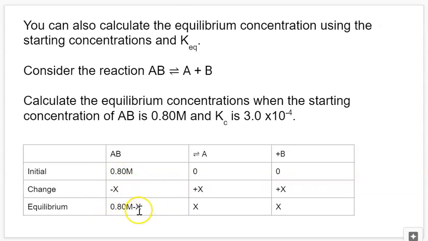We're going to solve for x later. Then both A and B start with nothing, and they both gain x, so they're both going to have equilibrium concentrations of x. So then I can make an equilibrium expression using these equilibrium concentrations with the x in them and solve for x as a variable using the equilibrium constant.